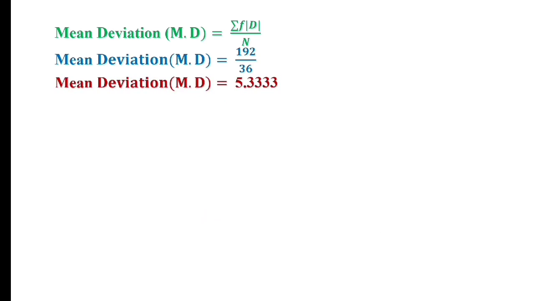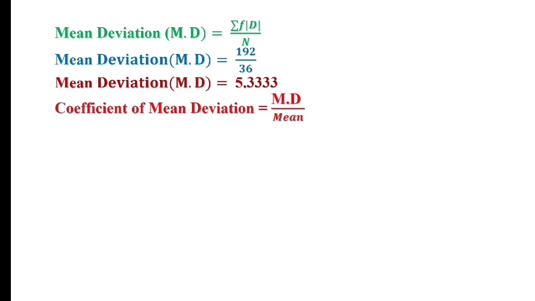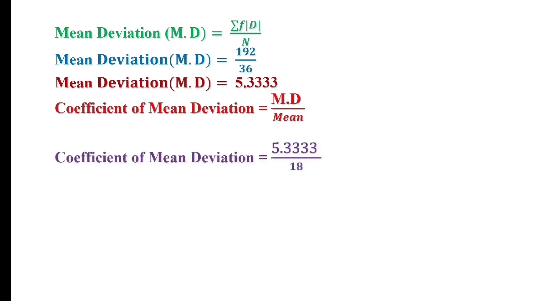So the coefficient of mean deviation is equal to mean deviation divided by mean. Then we can follow that: 5.333 divided by 18. Simplifying, we will get the coefficient of mean deviation as 0.2962. This is the mean deviation found through mean. Now we are going to study mean deviation from median.